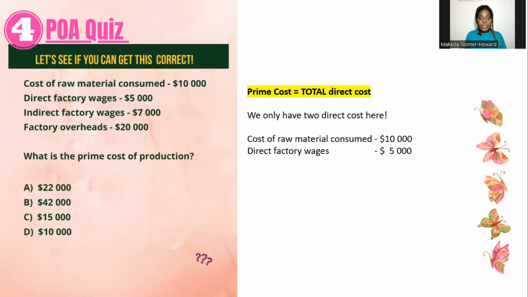When we add those 2 together, you will get your prime cost, which is 15,000. So the answer for this one, number 4, is C.